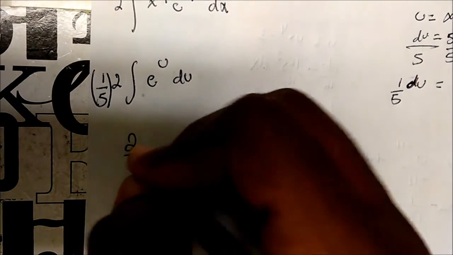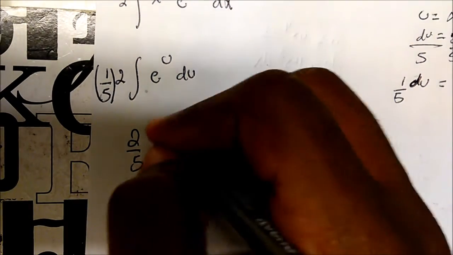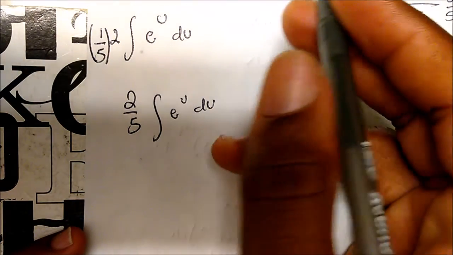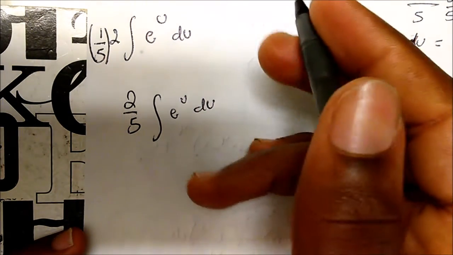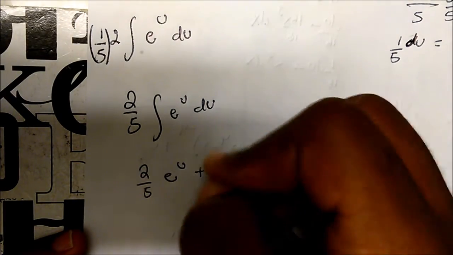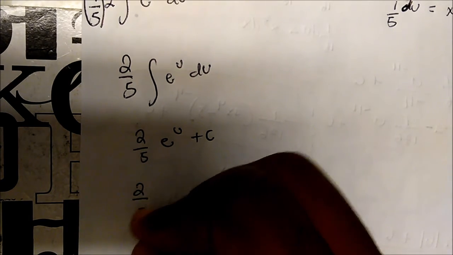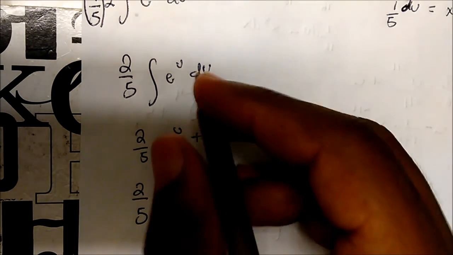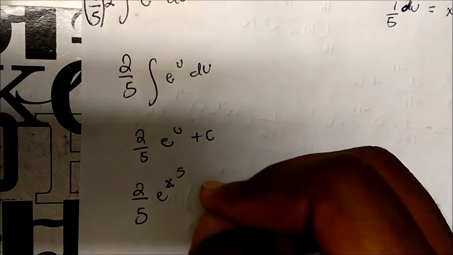So in this case, we're ready to take our integral. I'm just going to fix this up a little bit, and this will be 2/5 times the integral of e to the u du. Well, again, the antiderivative of e to the u is just e to the u, right? So this will be 2/5 e to the u plus c. And then we just plug in our u, where this will be 2/5 e to the x to the 5th plus c, and this will be our integral.